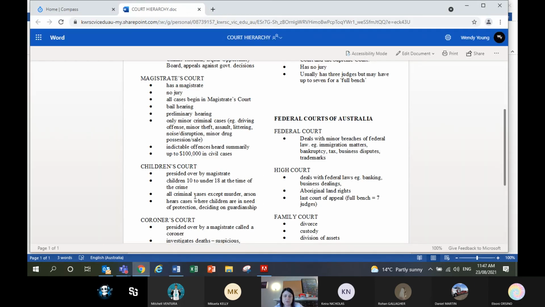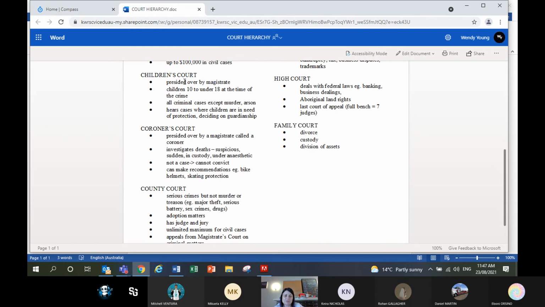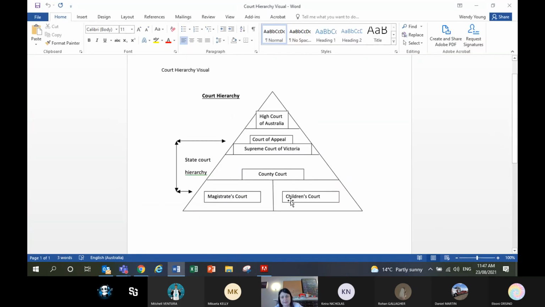Then we have the Children's Court. Again, the person at a Children's Court is called a magistrate. If you are called to court, you would land up in the children's court, and it deals with crimes when children are between the ages of 10 but under the age of 18. It will listen to all criminal cases except for murder and arson. It also listens to cases where children are in need of protection or deciding on guardianship. So that is over here, same level as the magistrates court.